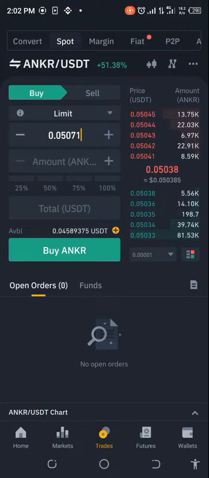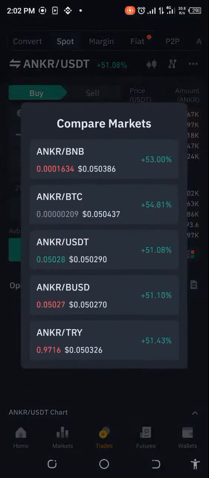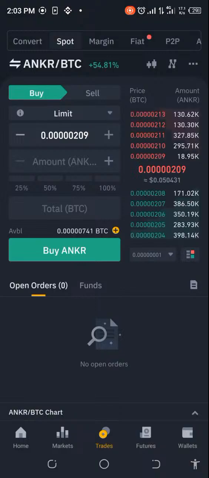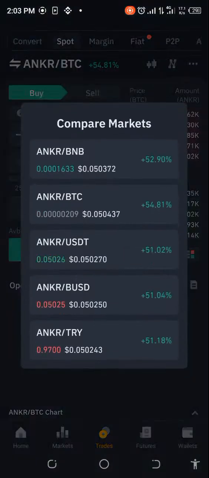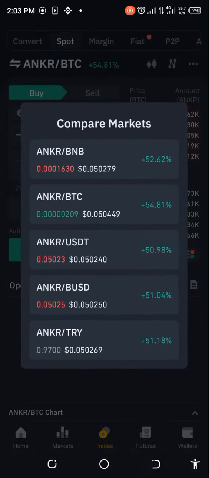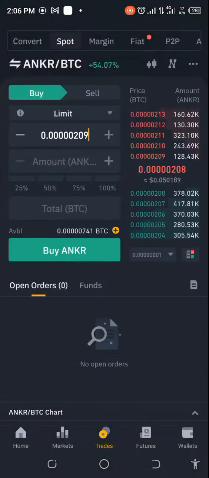Okay, so let's go to the compare markets and pick BTC. Let's check what it is because we want to make sure that we don't sell it at a loss. Okay, so it's currently on 0.504. I'm just going to wait a little for it to get to 0.510. Once it gets there, I'll be back to place my sell. See you shortly. Okay, so I'm actually back and I'm just going to put it on a sell limit.